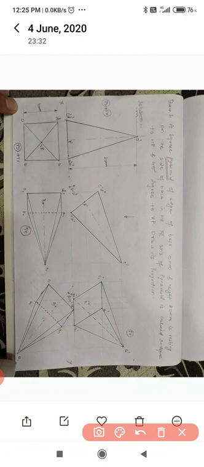I will make some more videos on projection of solids. This is the very first and very simple problem on projection of solids, a problem based on a square pyramid, and some more problems we will do in my next video. So till then, thank you.